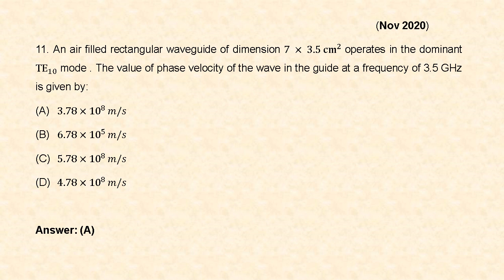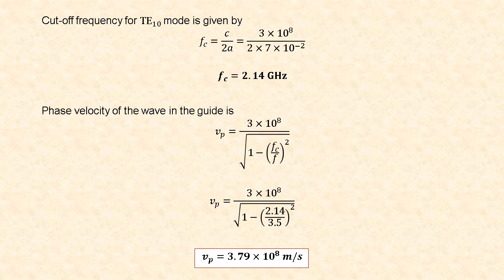Let us see how we got this answer. First, to find the phase velocity, we have to find the cutoff frequency for TE10 mode, which is given by Fc equal to C by 2a, which is 3 into 10 to the power 8 divided by 2 into the dimension 7 into 10 to the power minus 2. We have to write the broader dimension as a. So Fc is equal to 2.14 GHz. So the cutoff frequency is 2.14 GHz.